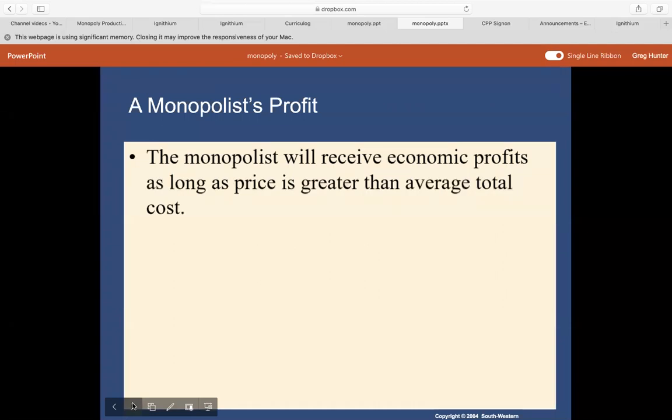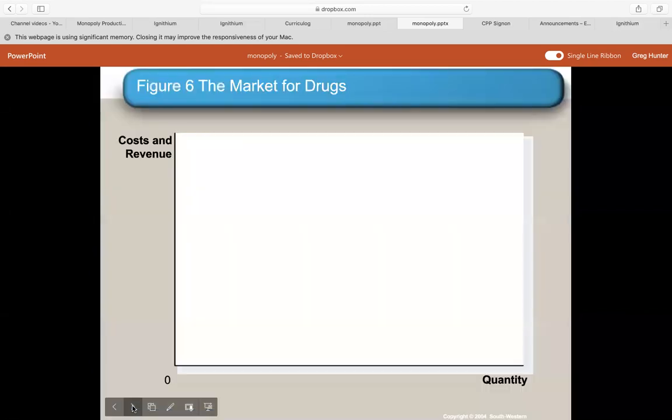So the monopolist will receive economic profits as long as price is greater than average total cost. And again, these are going to be super normal profits. They would normally encourage businesses to enter and compete with monopolists. But again, because there's a barrier to entry, because of a patent or some special resource, it's not possible. The monopolist doesn't have to face competition and doesn't have to do anything to lower its price lower than what will maximize its profits.